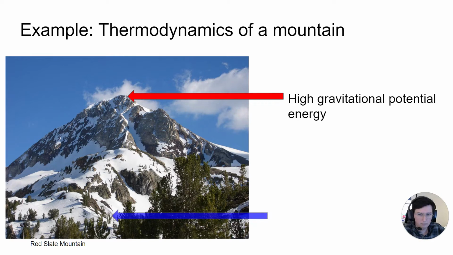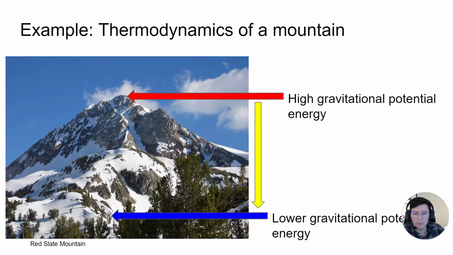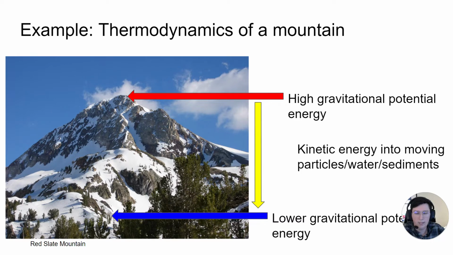And down at the bottom is a state of lower gravitational potential energy. And so over time, entropy will increase, and the things up at the top, what goes up, will come down. And that potential energy will be dispersed into kinetic energy of moving particles and slowing down water and sediments being dragged down the mountain.